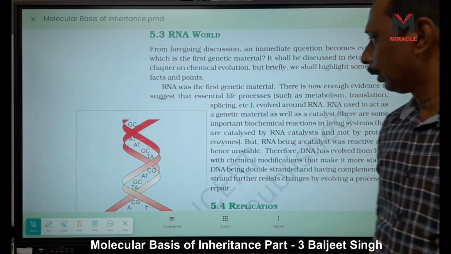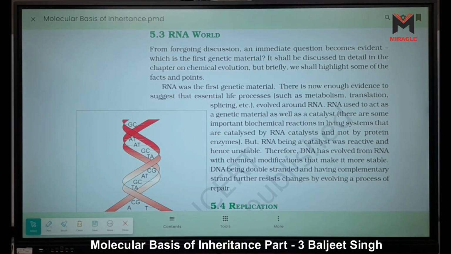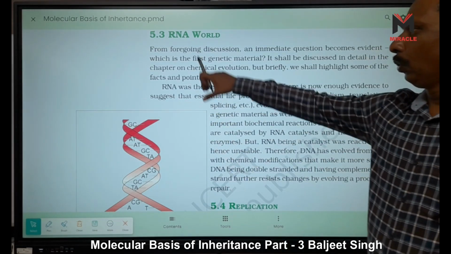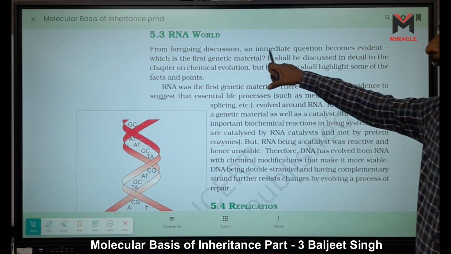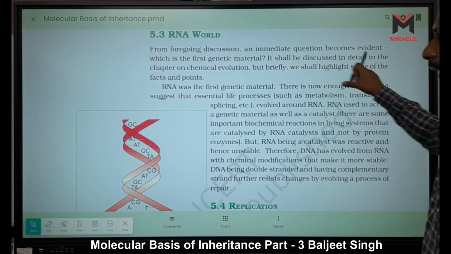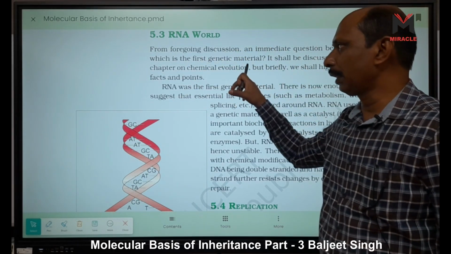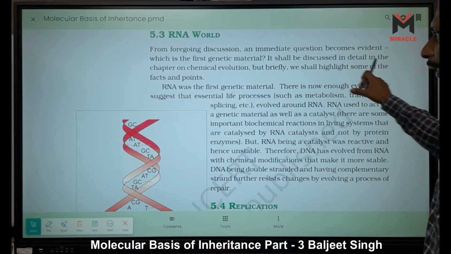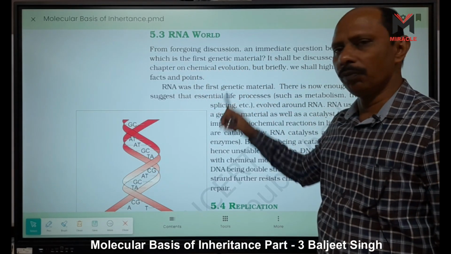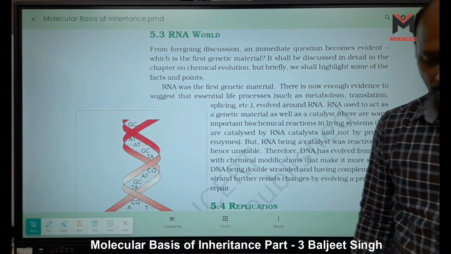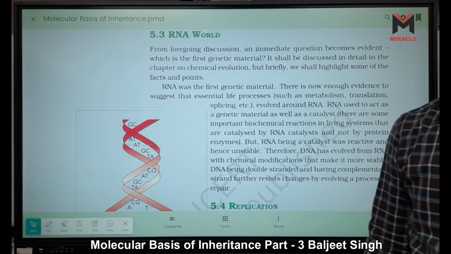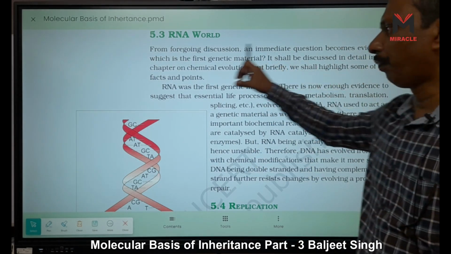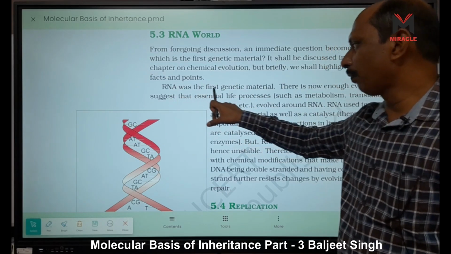After the discovery by Altman, this RNA world idea was used, right? From the foregoing discussion, an immediate question becomes evident: which is the first genetic material? So this RNA is the first genetic material. It shall be discussed in detail in the chapter on chemical evolution. Altman discovered that RNA is the first nucleic acid which is formed, right? But briefly, we shall highlight some of the facts and points. RNA was the first genetic material.